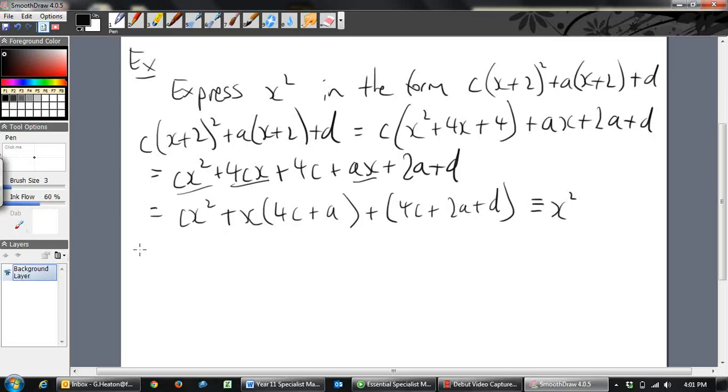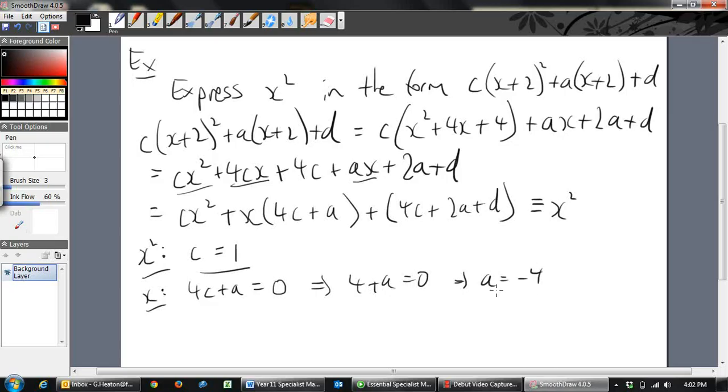Okay, let's have a look at the x squared terms. x squared terms on this side, c equals x squared times on this side, 1. Done. x terms, how many do we have on this side? We've got 4c plus a. How many have we got on this side? None. So that needs to be equal to 0. Now we know what c is, so we can solve for a here. 4c is 4, plus a equals 0. Therefore, a equals negative 4. And we've got a. Fantastic.